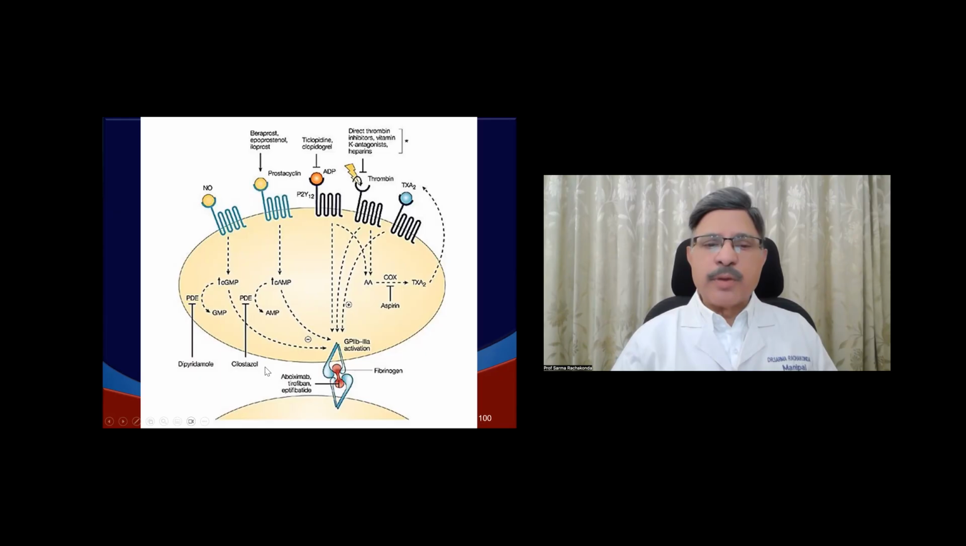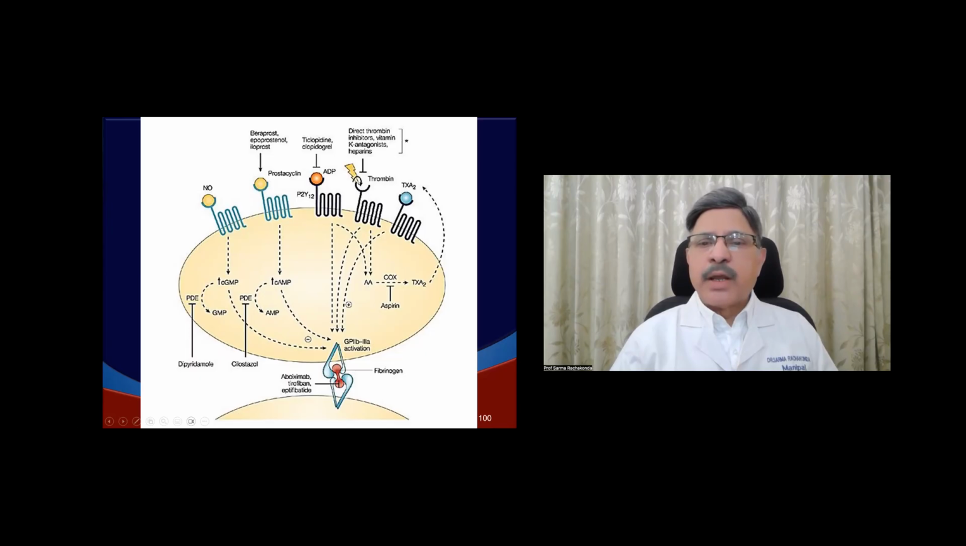Cilostazol, which we use for peripheral arterial disease, also affects the cyclic AMP to AMP. Cyclic GMP to GMP is dipyridamole; cyclic AMP to AMP is cilostazol. GP2B3A is the final common pathway.